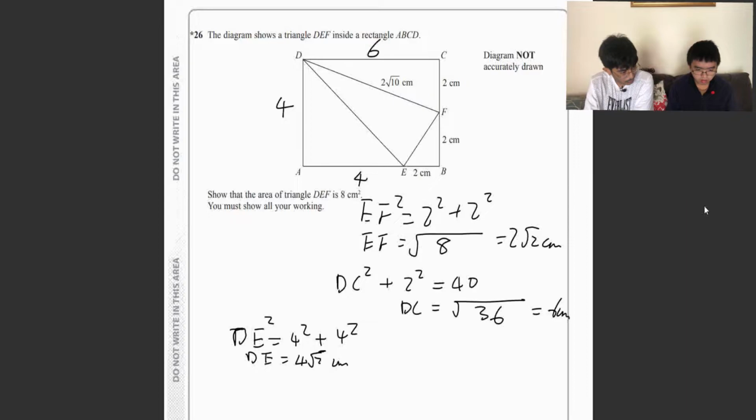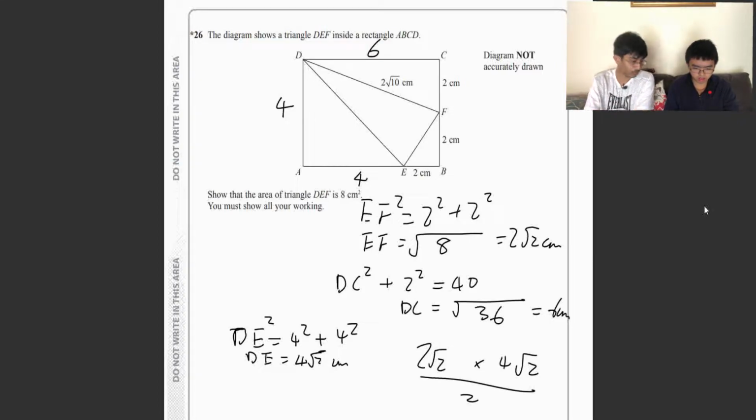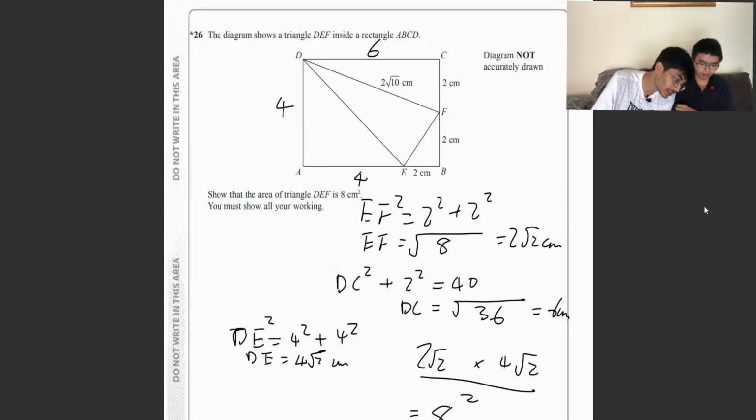And so we can now work out what the area is. So the area will be the base EF times the height DE, over 2. So the base 2 root 2 times the height 4 root 2, all over 2. So that's 8. Okay, so I'm going to have to disagree. Oh wait, what? Wait, DEF, right, I thought this was a scalene triangle rather than a right angle triangle. Is it?